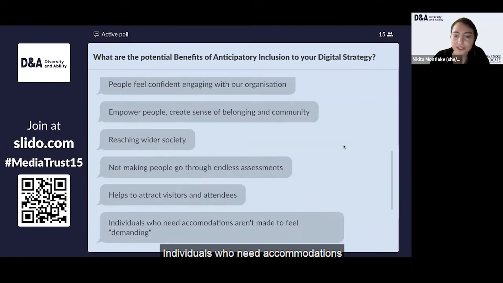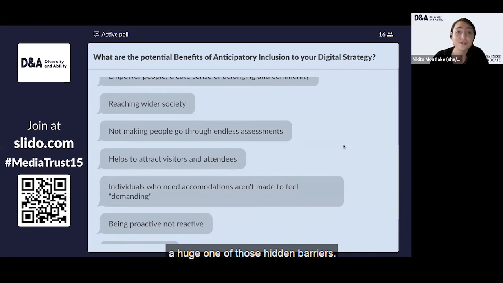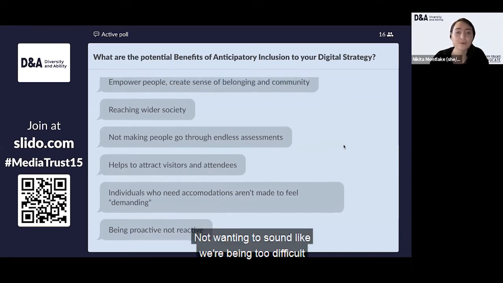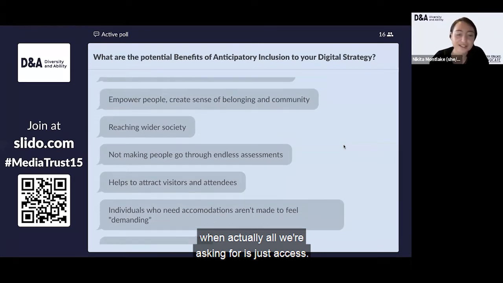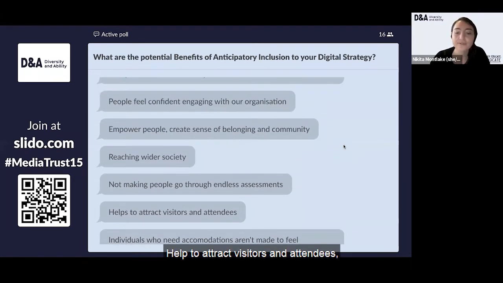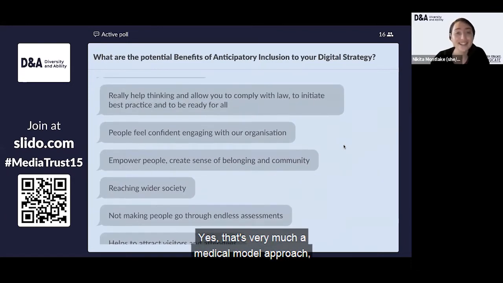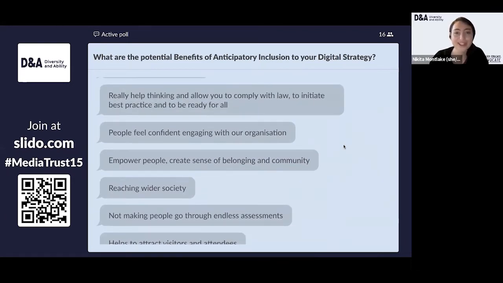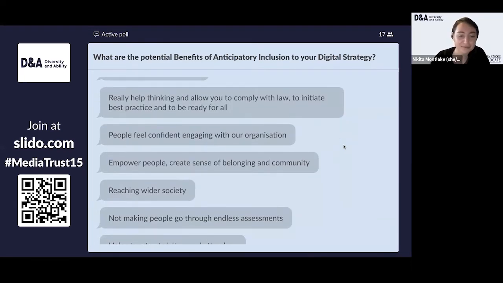Individuals who need accommodations are made to feel demanding. Yes, that's a huge one. That's a huge one of those hidden barriers, not wanting to sound like we're being too difficult when actually all we're asking for is just access. Help to attract visitors and attendees, not making people go through endless assessments. Yes, that's very much a medical model approach, that sort of need to assess someone's capabilities.